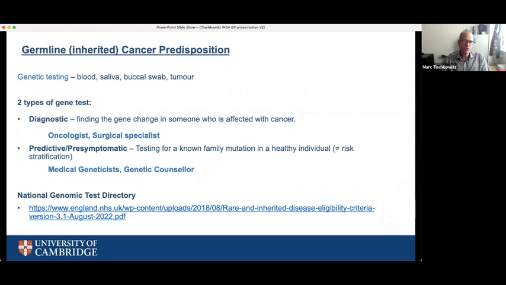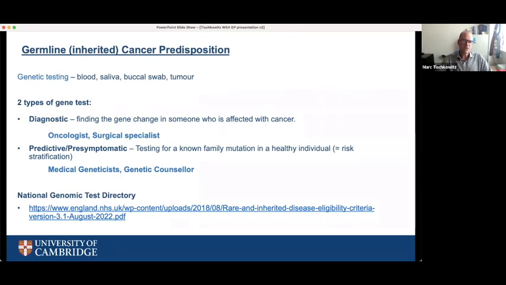There are two types of genetic tests in general. One of them is a diagnostic test, which is the same as a diagnostic test that you do in other areas of medicine. And this is really where we're finding a gene change, an alteration in someone who is affected with cancer. So we're trying to diagnose a hereditary predisposition in someone already affected. This used to be done exclusively by clinical genetics, but is increasingly being done by other specialists, such as an oncologist or a surgical specialist.